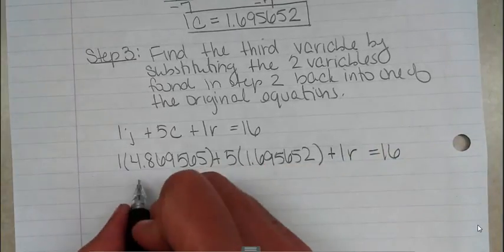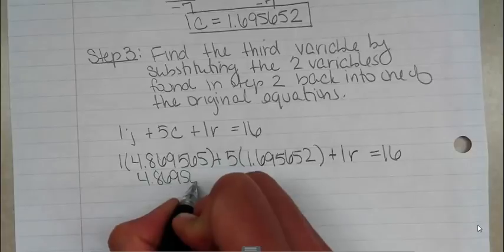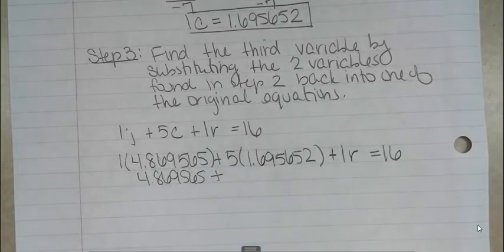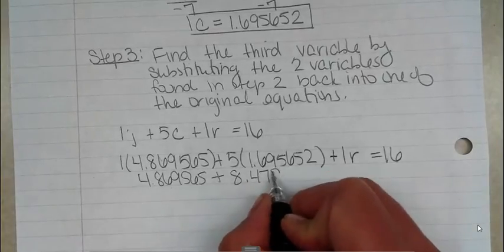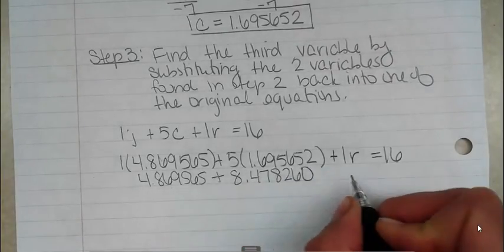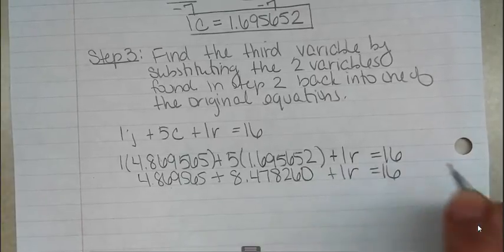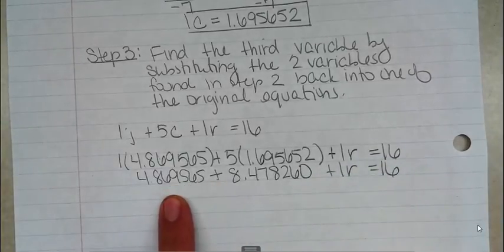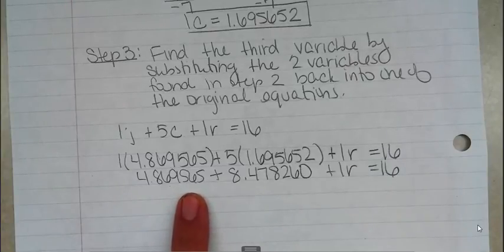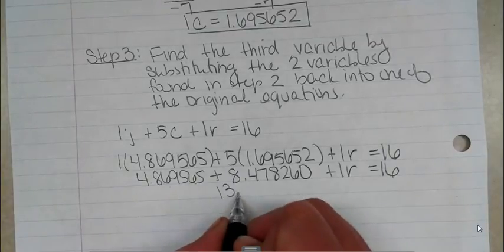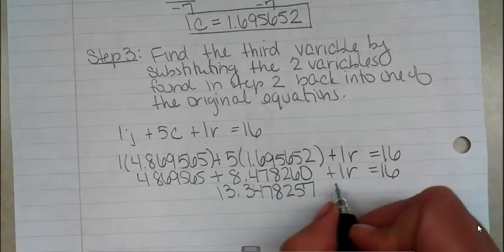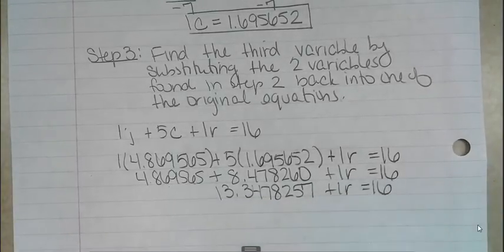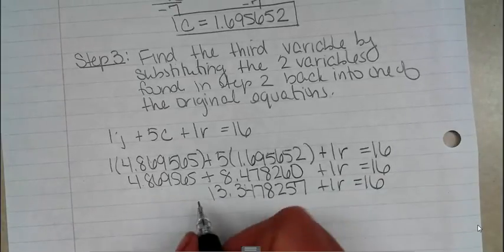Okay, so this becomes just 4.869565 plus 8.478260 plus 1R equals 16. So I'll combine these two and end up with 13.347827 plus 1R equals 16. And then I will subtract this from both sides.